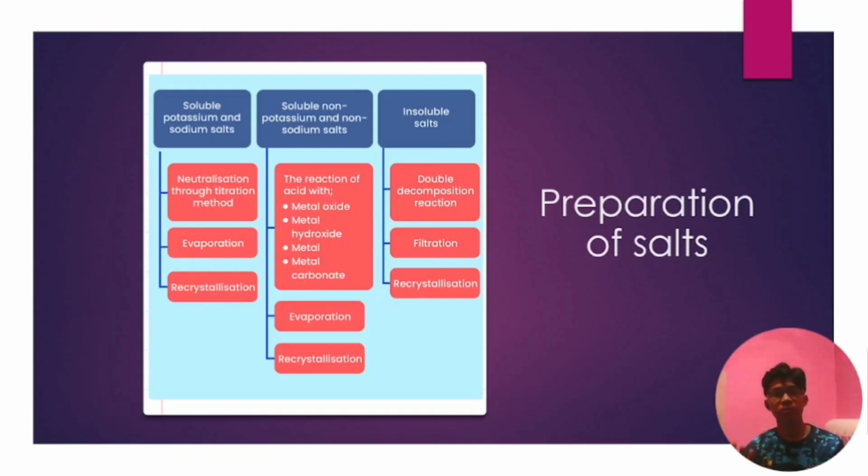Lastly, for soluble non-potassium and non-sodium salt, you guys can use the reaction of acid with metal oxide, metal hydroxide, metal, and carbonate. You guys can also use evaporation and recrystallization to obtain soluble non-potassium and non-sodium salt.